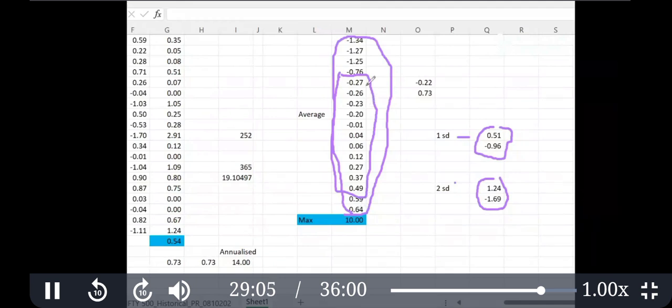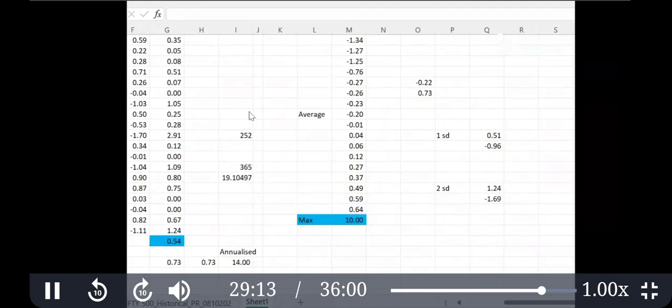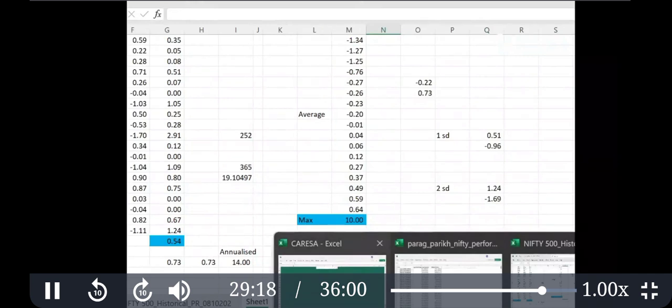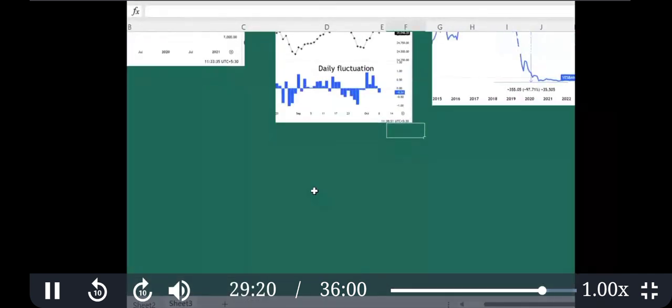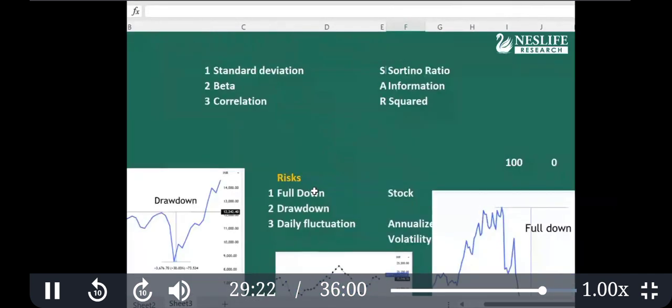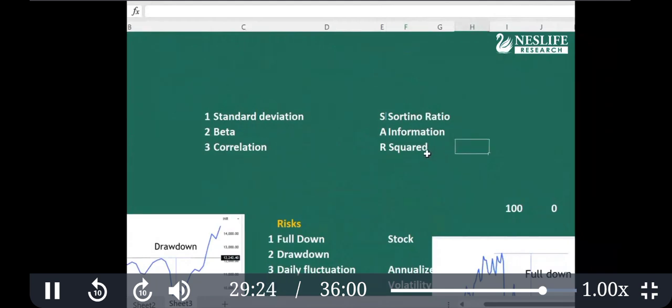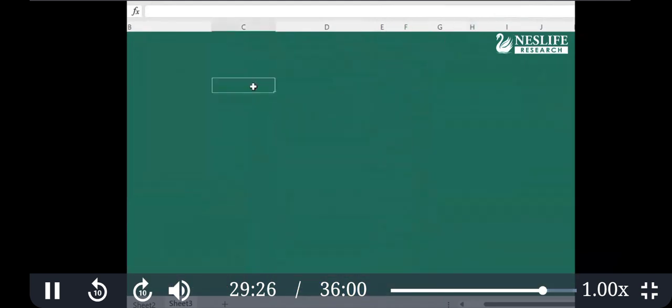Now it is covering the entire thing, but this is the concept. If three standard deviations are taken, then 99% of the data will be covered. Okay, this is the concept of standard deviation and volatility. Now let's see how standard deviation is used for the Sortino ratio and Sharpe's ratio.